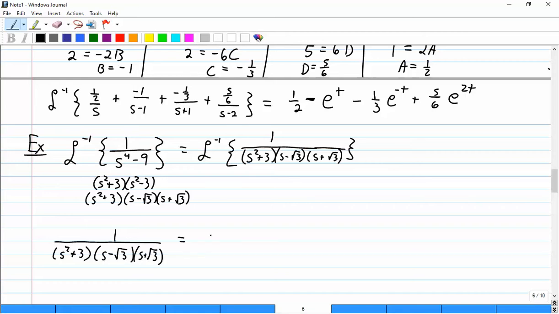All right, so that's going to be equal to, now when we have an irreducible quadratic, remember we have to use two variables. It'll be As plus B. Before we would have Ax plus B, but we're using s. So that's over s squared plus 3, plus C over s minus square root of 3, plus D over s plus square root of 3.